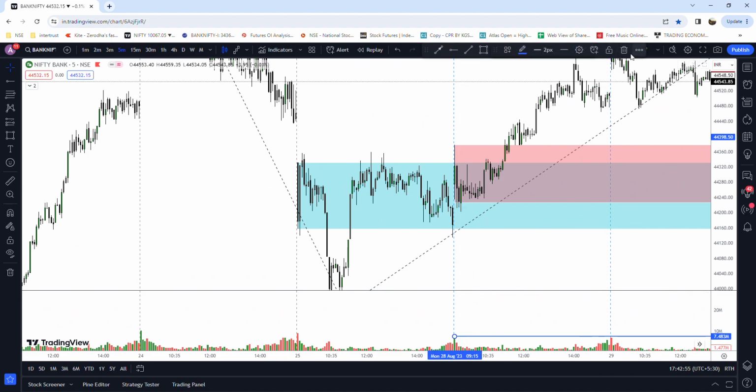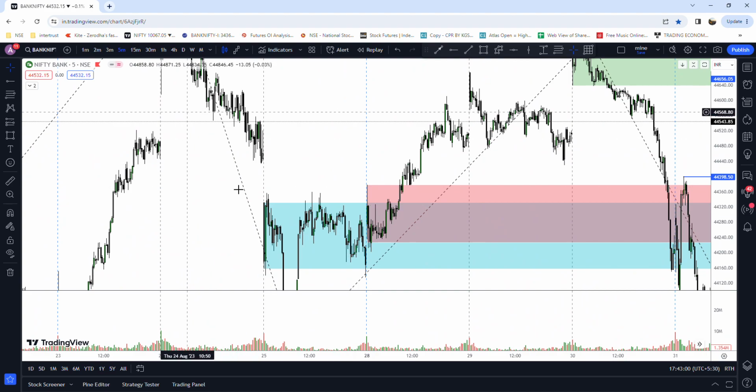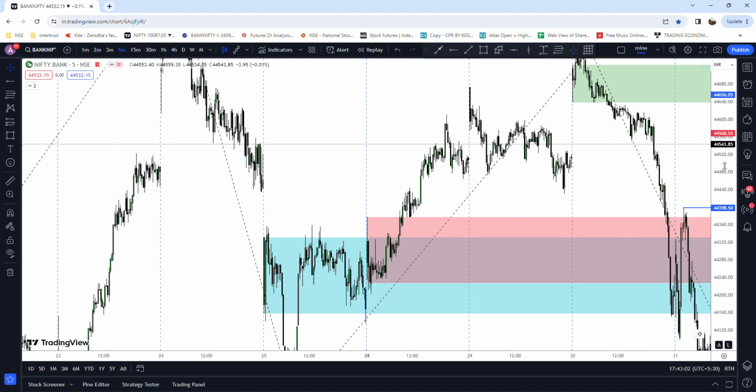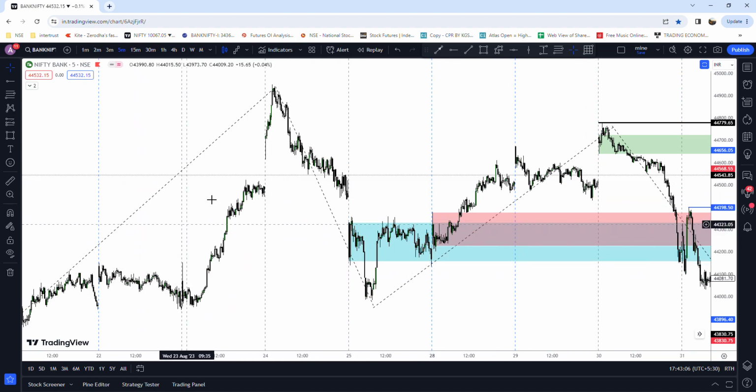These are important levels because these are the levels where the shift has happened, where the sentiments have changed. Here the market was climbing on top. On this particular day, the 25th, it came down. So we marked the important candle. On the 28th, compared to the 25th, it again went on top. We marked the important candle here.